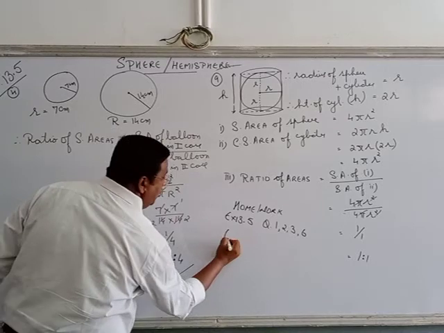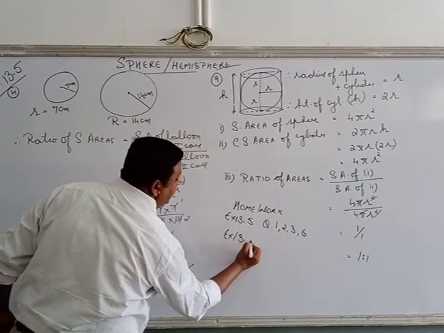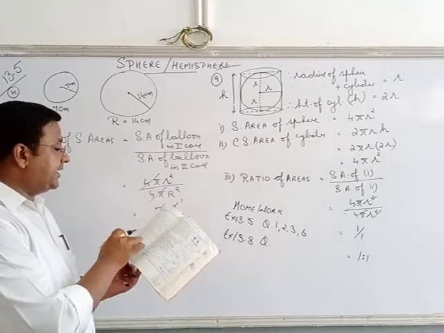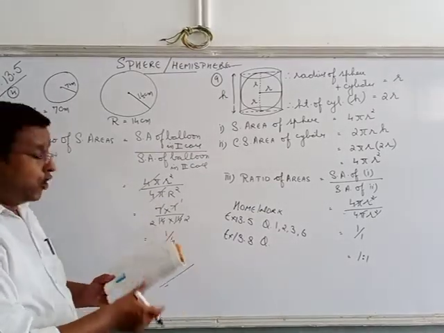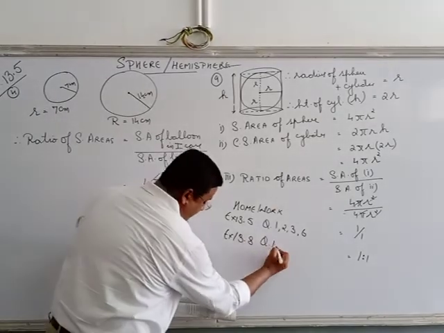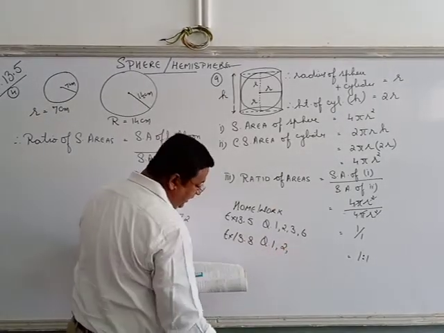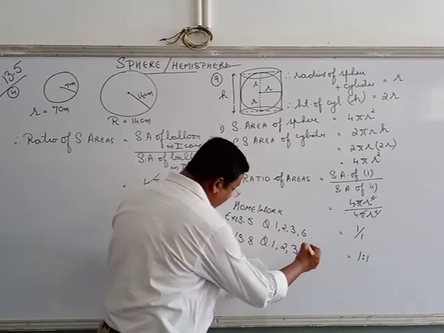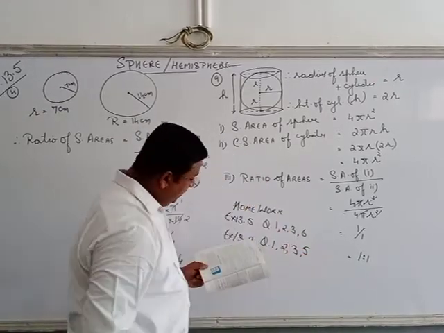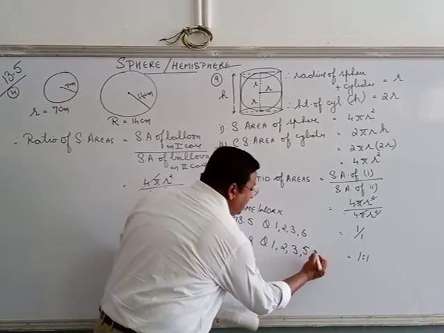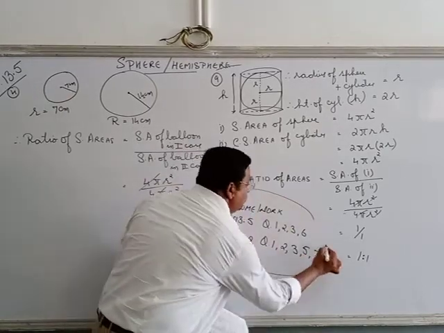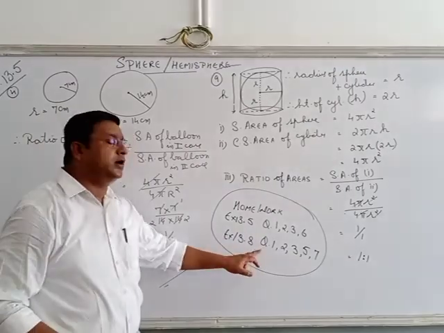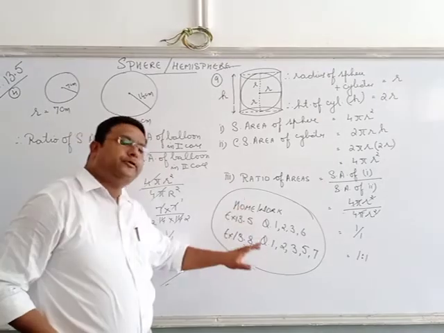Clear? And from exercise 13.8, again direct formula based questions are there. There he is talking about the volume. Question number 1, question number 2, clear? Question number 3 you can do, right? Question number 5 you can do, correct? Question number 7 you can do. These are the questions you can do on your own. They are straightforward formula based questions.